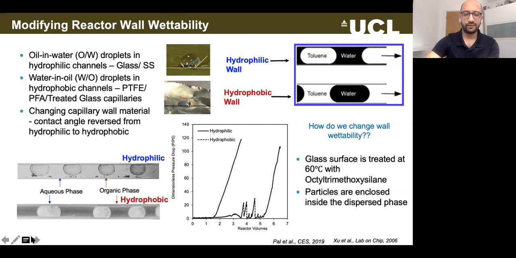Here, the reactor clogs after 3 reactor volumes for the case of hydrophilic. For the case of the hydrophobic reactor, we can operate up to 6-7 reactor volumes.